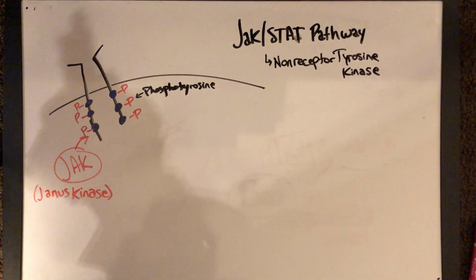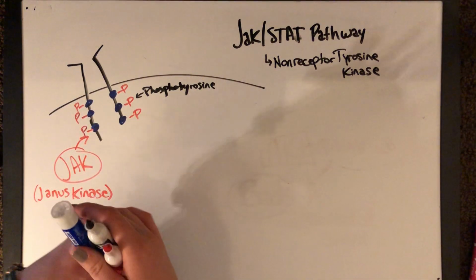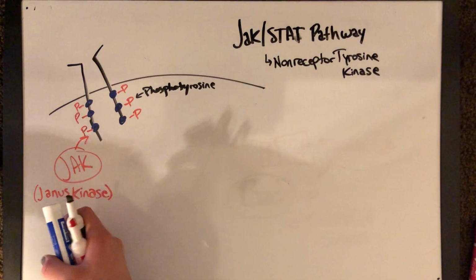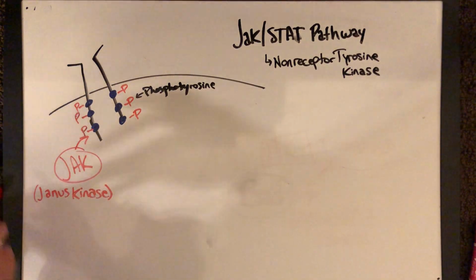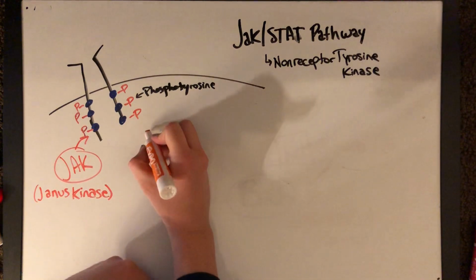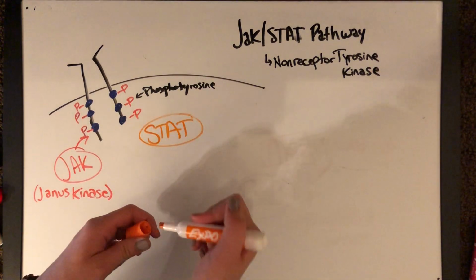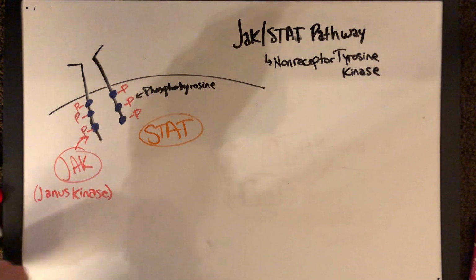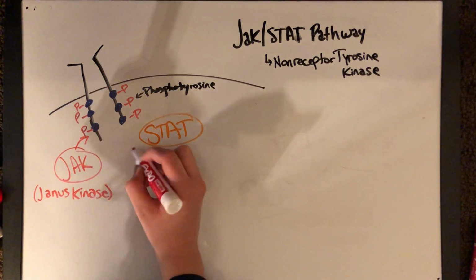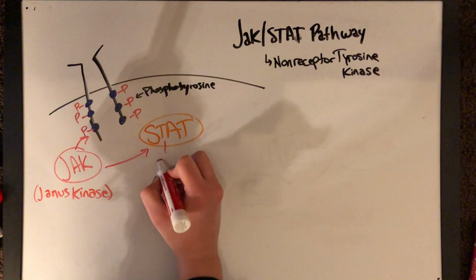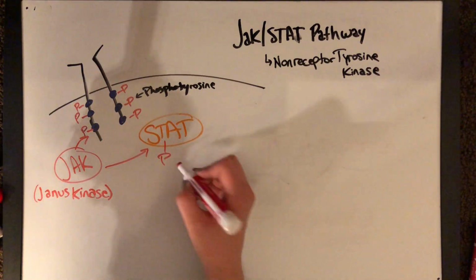And then STAT is like, hey, I want to be phosphorylated too. I want to join the party. So STAT comes in. And JAK is like, okay, while I'm at it, I'll phosphorylate you too. So it does. Adds phosphate to STAT. That's a P.